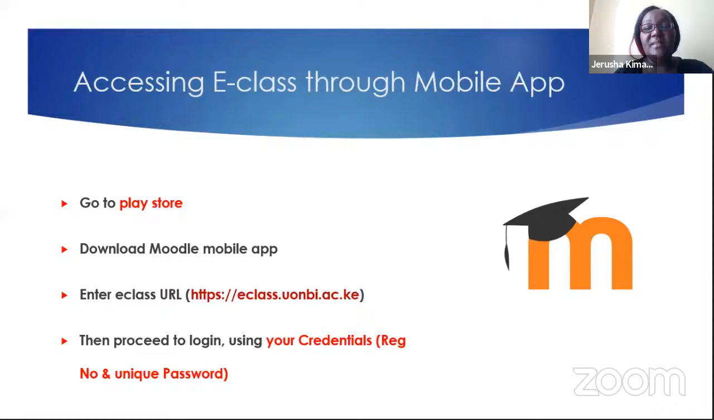Then how do you access it through the mobile app? You need to install an app. The app is called Moodle Mobile App. And when you install and open it, the first thing it's going to ask you is to enter a URL. You'll put https://eclass.unbi.ac.ke. Then when you proceed, you'll be able to log in using your registration number again without the forward slash and your password for the AD.